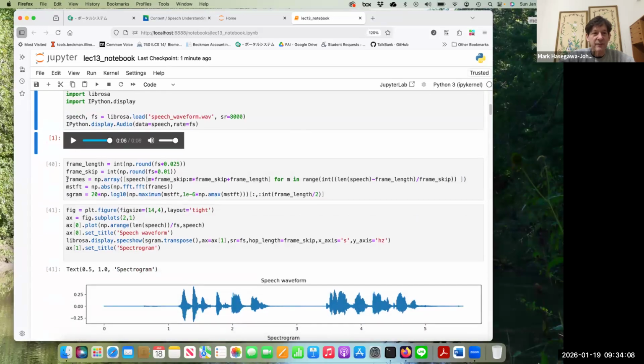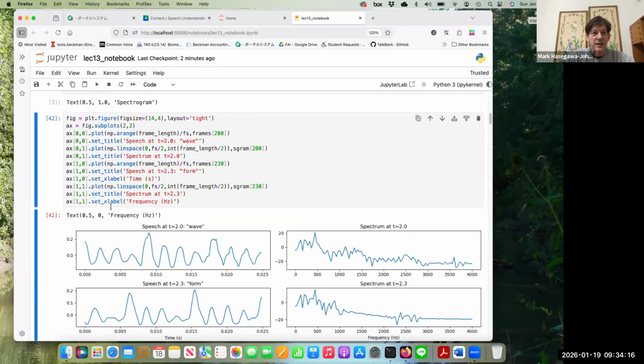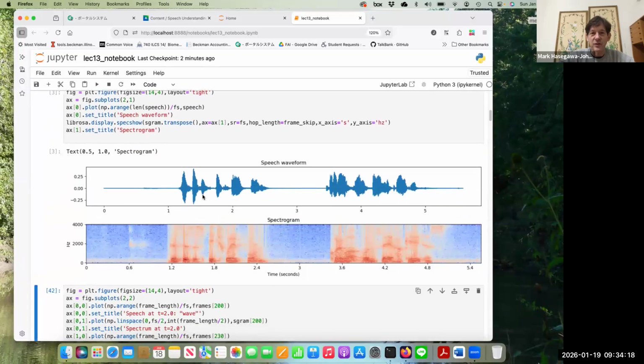Let's create a spectrogram from it by chopping it into frames, calculating the magnitude short time Fourier transform, and then calculating the spectrogram. And then we'll display the waveform and the spectrogram. Here's the waveform. And you can kind of see where the syllables are.